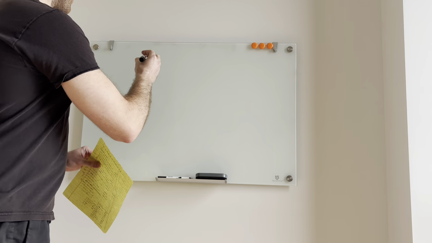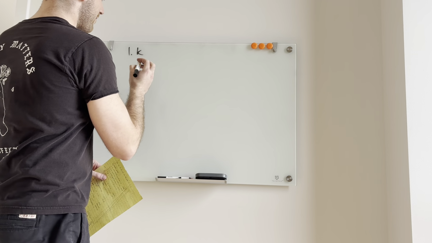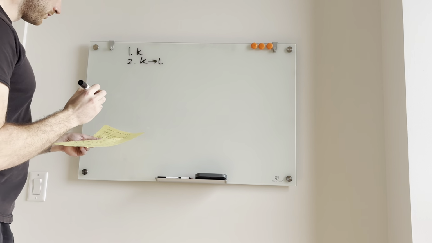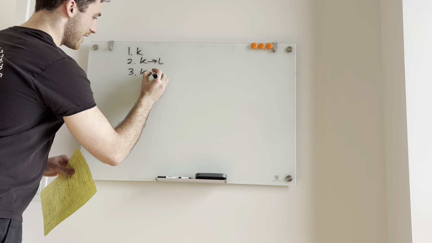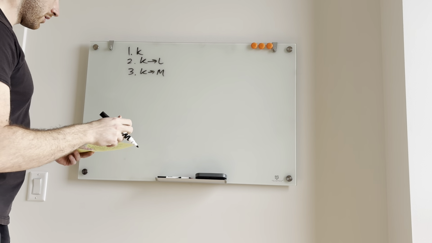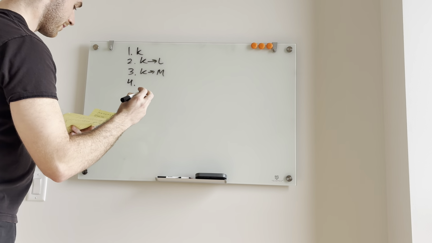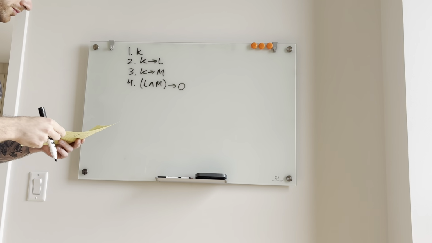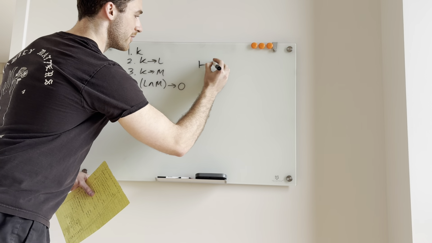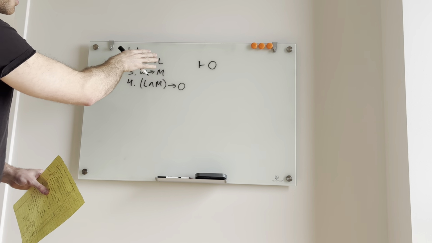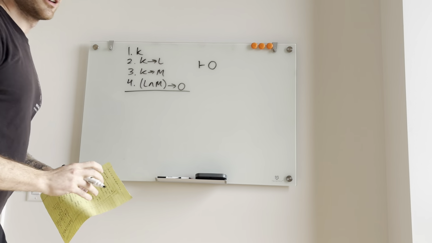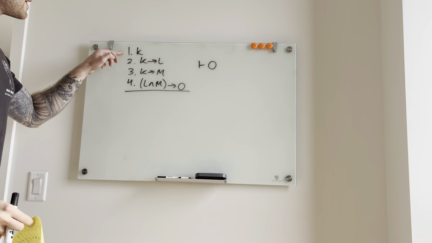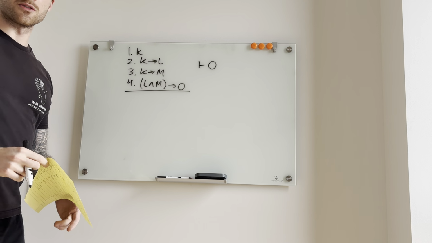So here's one problem that we're going to do. Here's some premises here. We got K, and we're going to have K implies L. And we're going to have K implies M. And then we're going to have, even more, L and M implies O. And then we want to prove O from these premises, okay? So pause the video 1 second, take a look at your premises, and see if you can get any information out of these using the rules you just wrote down.